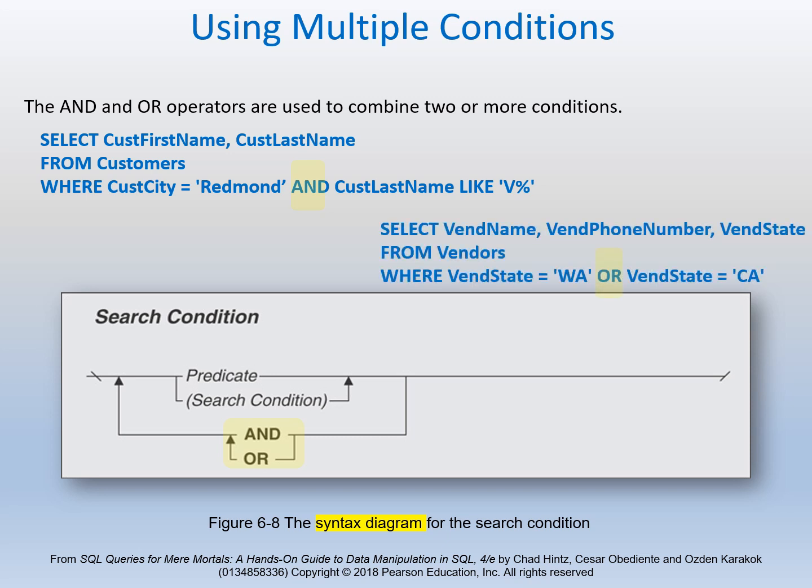Another example, select vendor name, vendor phone number, vendor state from vendors where vendor state equal to 'WA' or vendor state equal to 'CA'. Either one of those conditions can be true for this select statement to be considered true.